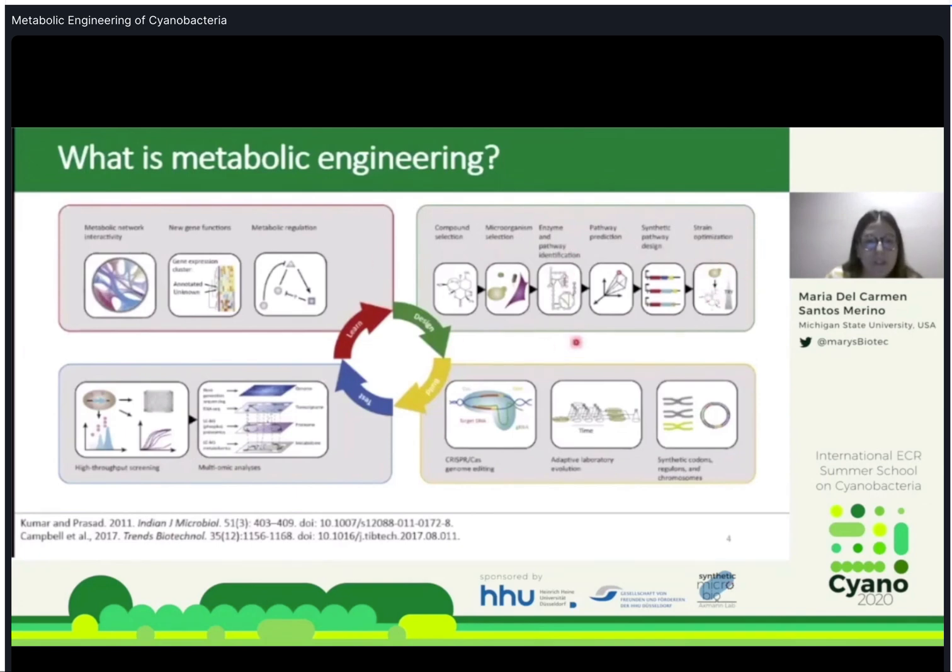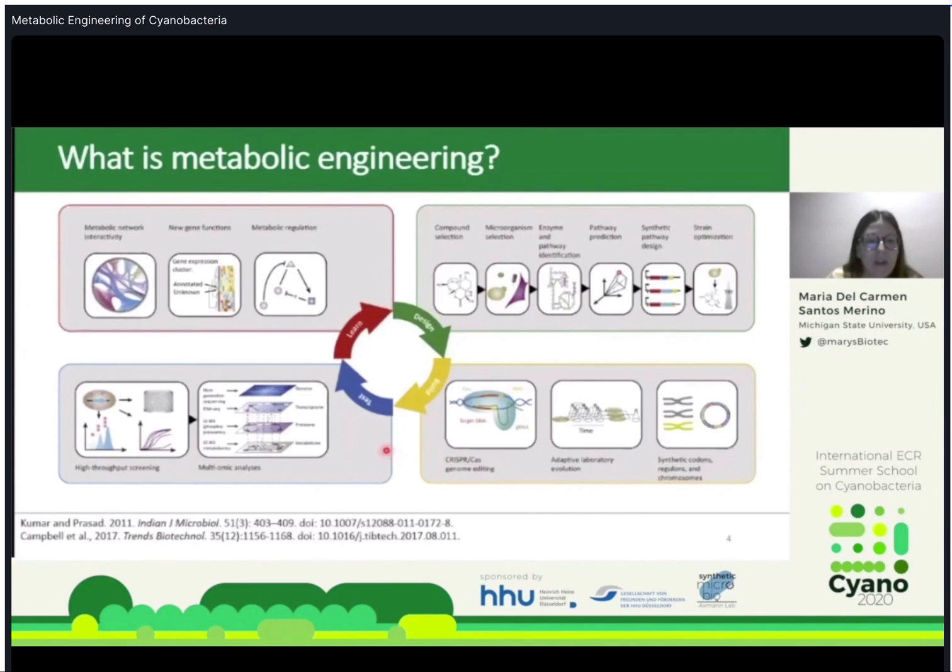With all this information, we jump to the next step, build, a step in which we build the strain with all the modifications that we want to introduce. In this step, there are new tools that we can use, such as CRISPR-Cas systems. We can use adaptive laboratory evolution, even synthetic codons or chromosomes.